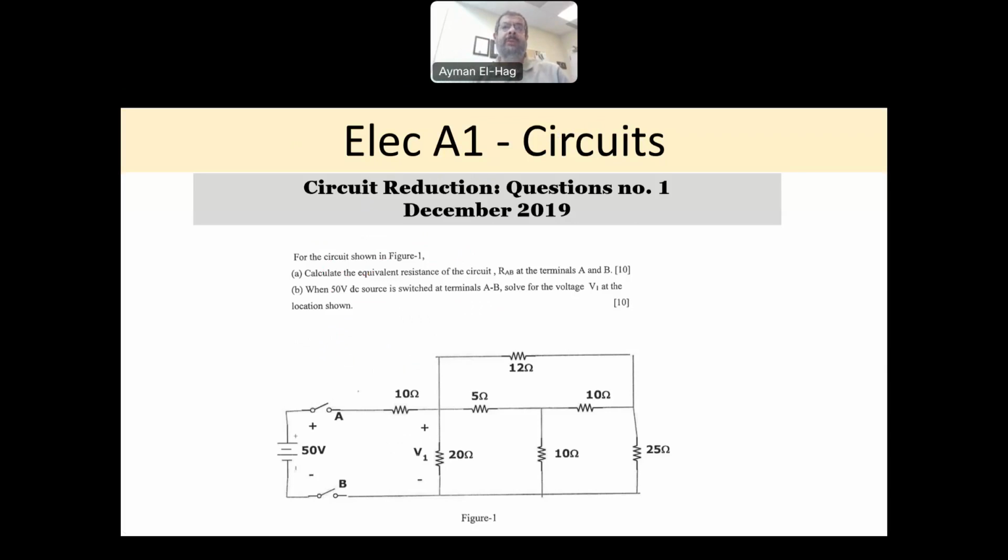So what I'm gonna do, I will take each topic, I will cover the basic concept of it, and I will solve 2 questions from each topic. So we'll start with question 1, which is the circuit reduction.